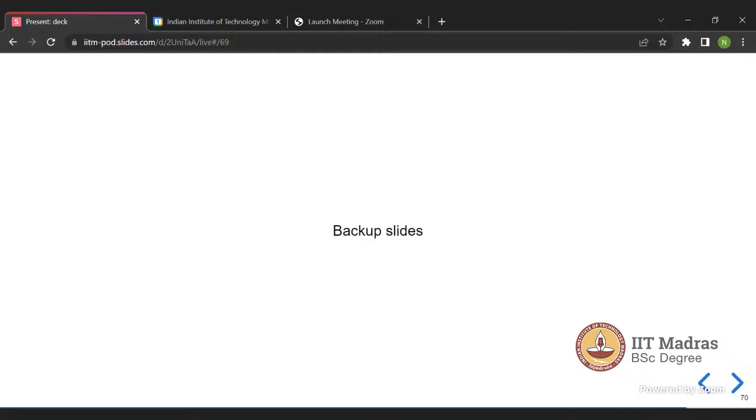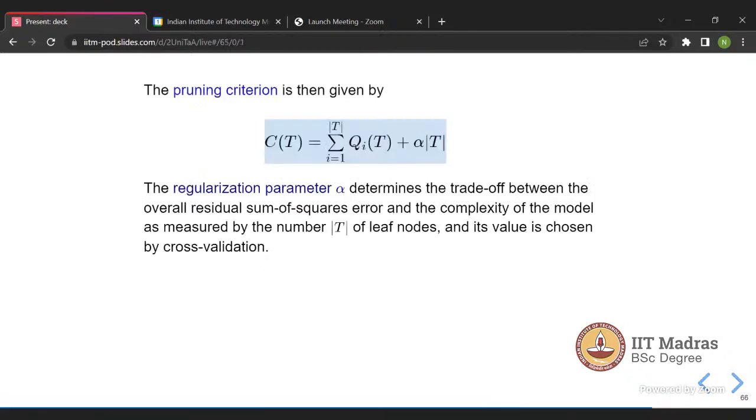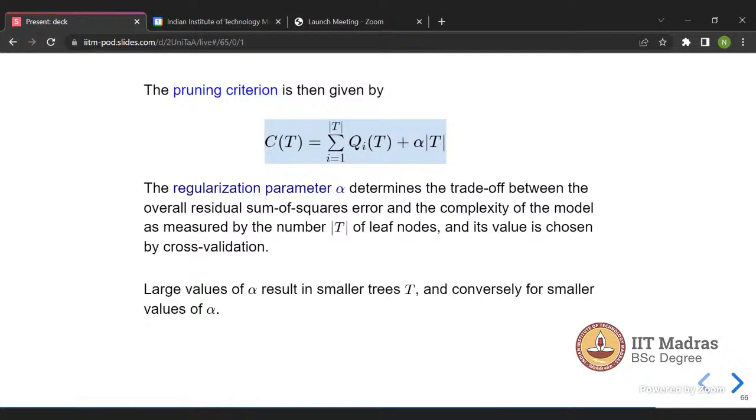Can you go back to that pruning slide, because it was too fast actually. Pruning, this one. So this QT is the misclassification, right? Yes, QT is the misclassification for all those leaf nodes. And mod of T denotes the number of leaf nodes. So i here runs from 1 to |T|. So it takes the sum of all the misclassification errors for that tree.